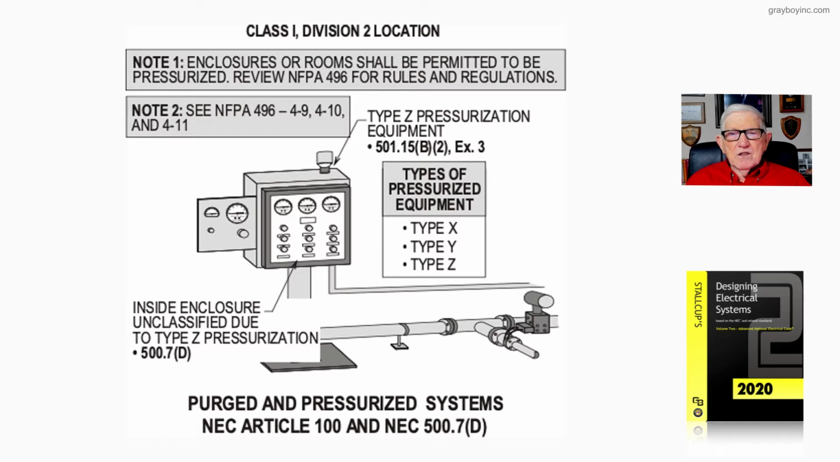But now notice the types of pressurized equipment is type X, Y, and Z. And you select the type that suits your installation the best. But before we get into that, let's look at Note 1. Enclosures or rooms shall be permitted to be pressurized. But to do this, is it an enclosure, a motor, or a control room? And we would review NFPA 496 for these rules and regulations.